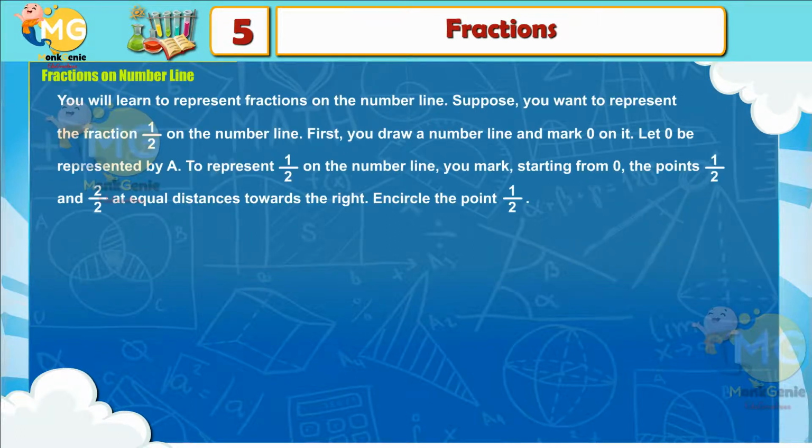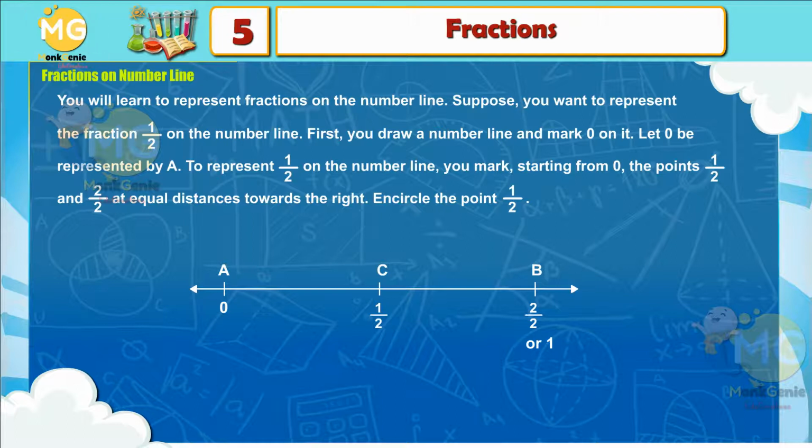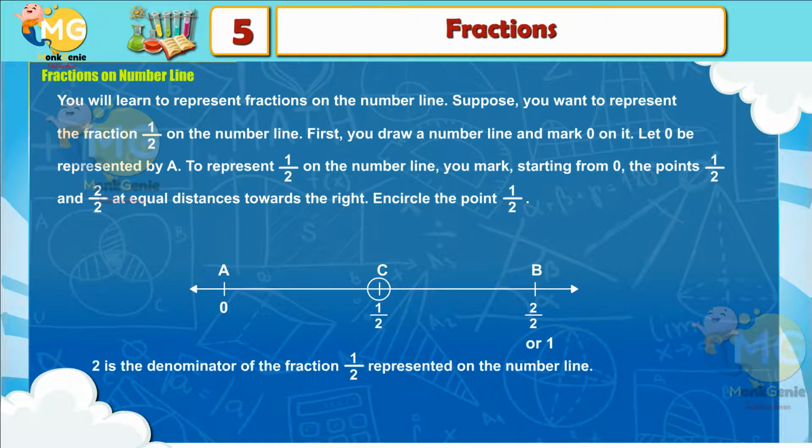Fractions on number line. You will learn to represent fractions on the number line. Suppose you want to represent the fraction 1 upon 2 on the number line. First, you draw a number line and mark 0 on it. Let 0 be represented by A. To represent 1 upon 2 on the number line, you mark starting from 0 the points 1 upon 2 and 2 upon 2 at equal distances towards the right. Encircle the point 1 upon 2. 2 is the denominator of the fraction, 1 upon 2 represented on the number line.